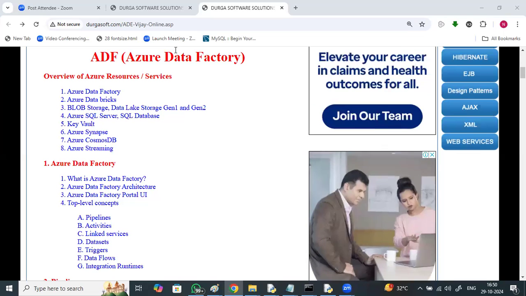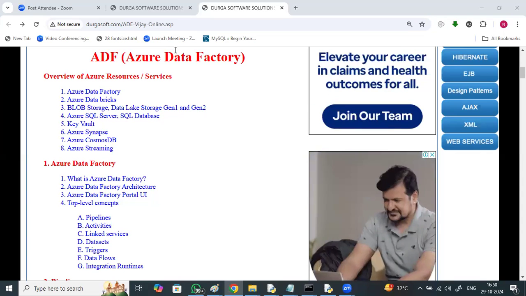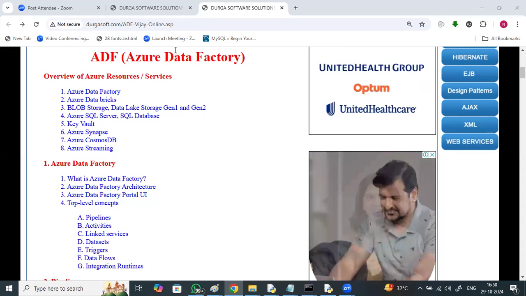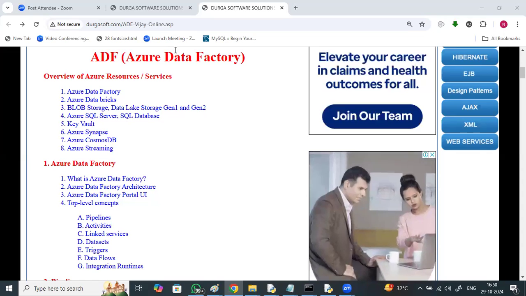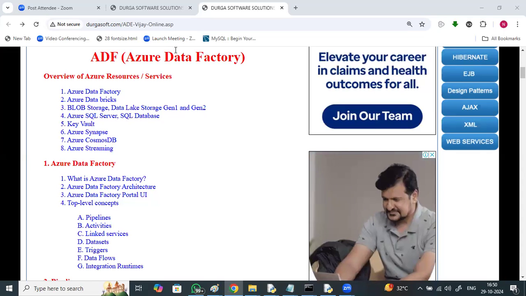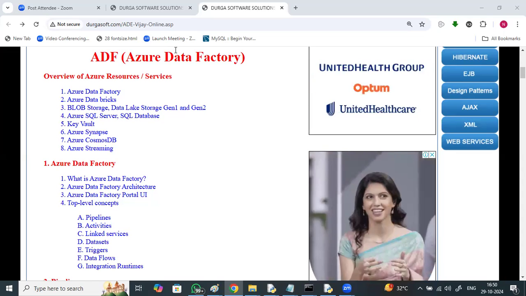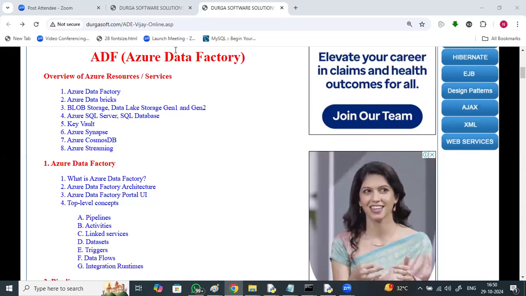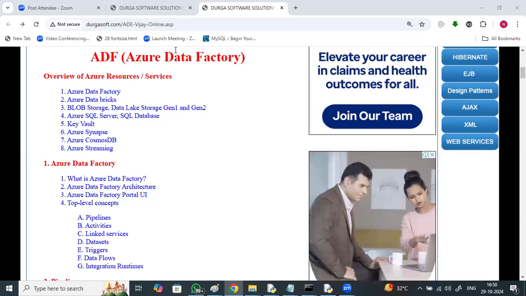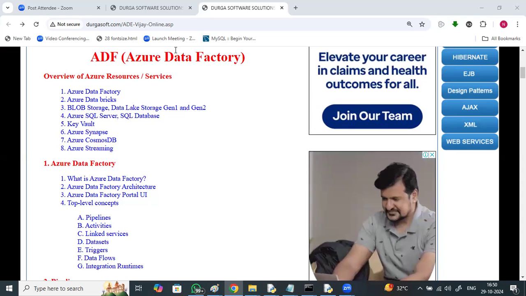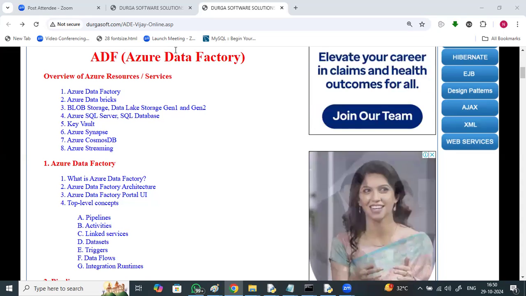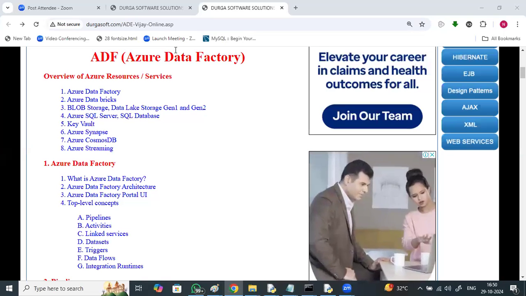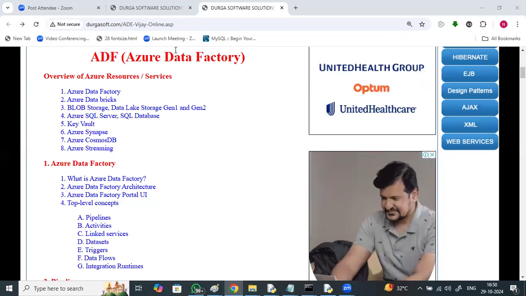Some query was asked about getting access for practice, Azure access. How to get the free trial, I'll be discussing step by step how you can get access for this Azure free trial, in the next session. So everything will be understandable. It will be very simple and easy.